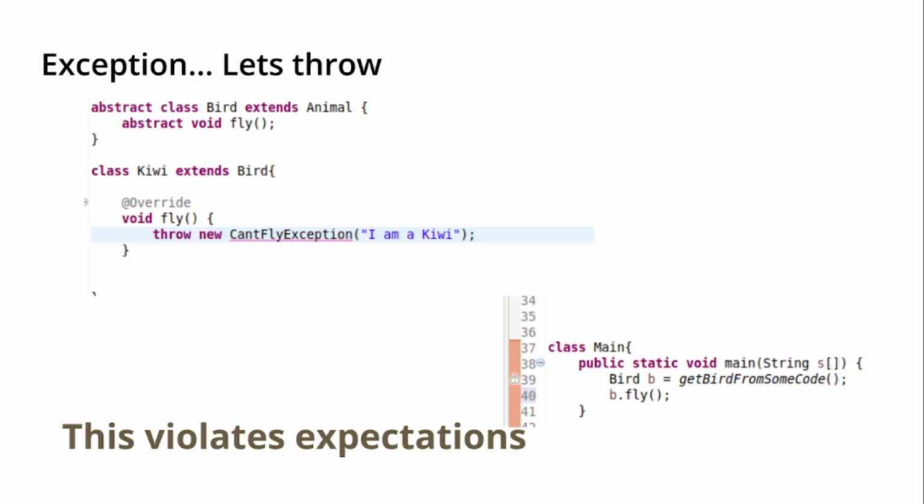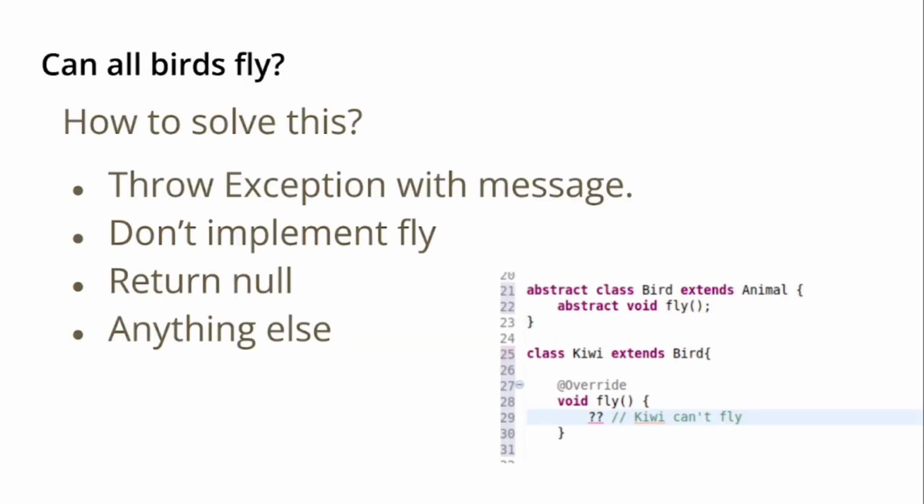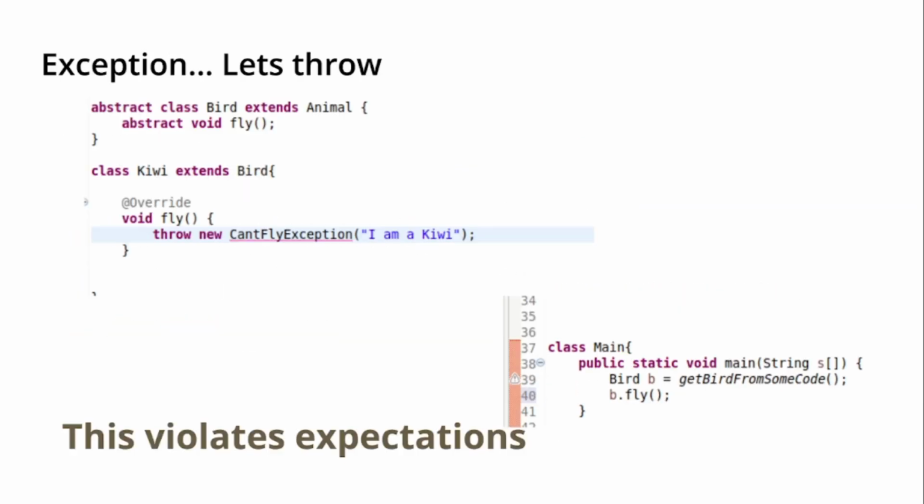Now this violates expectations. What expectation is it breaking? We have seen here, if a piece of code works with a parent class P, that is, if a piece of code was working for all the Bird class P, it should also work unmodified for all the child class C. That means if our code was working for all the bird classes, it should also work for the Kiwi class, right? And this expectation is being violated here. How can we fix it?